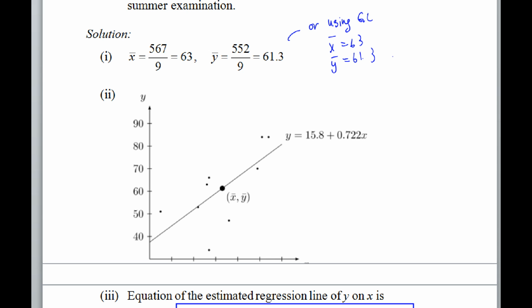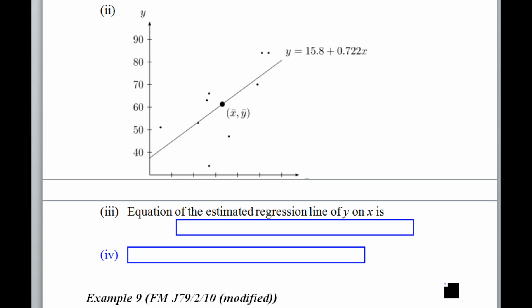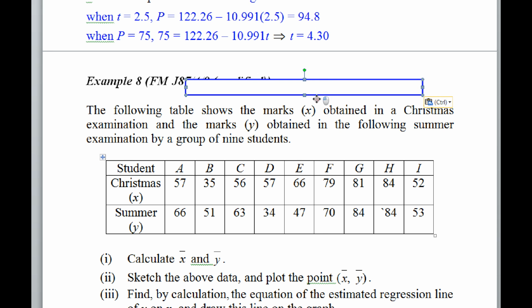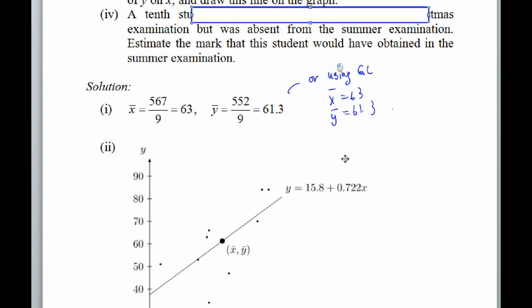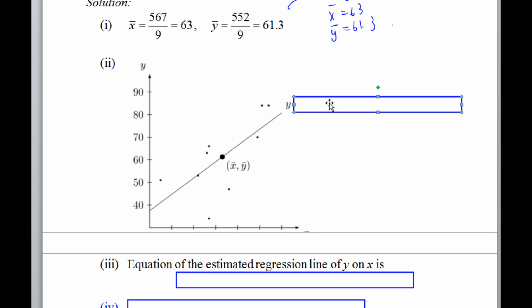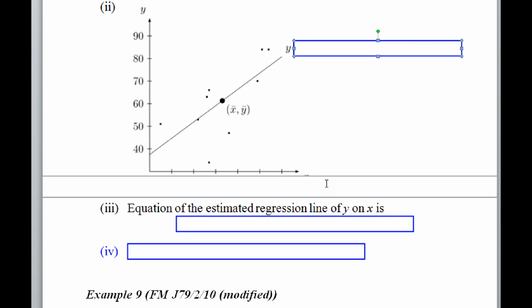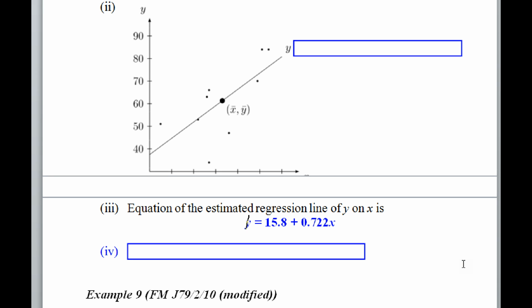Next, you are required to find the equation of the estimated regression line of Y on X. I'll give you about 2 minutes to find Y on X. Any problems? Can I make sure you can get an answer? Y on X should be this. And draw this line on the graph. This is important. Then we start to draw this line here.